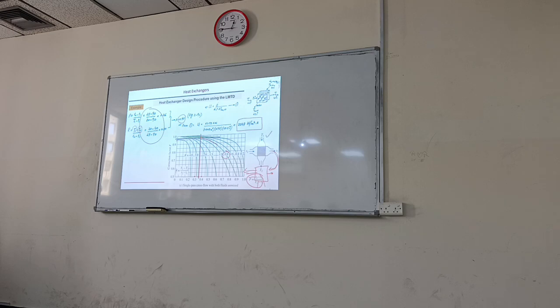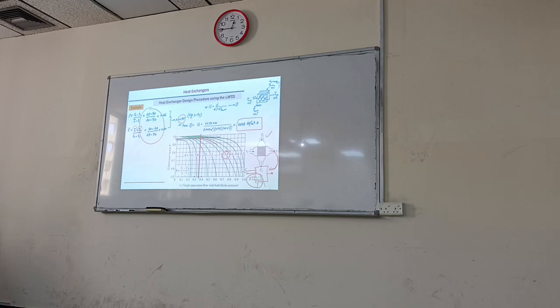So you will calculate UO. But UOAO will be equal to UIAI. The product will be the same. So here the area will increase, so UO will drop. This product will be the same. Okay, any question? So now this is the only difference for cross flow and shell and tube type.